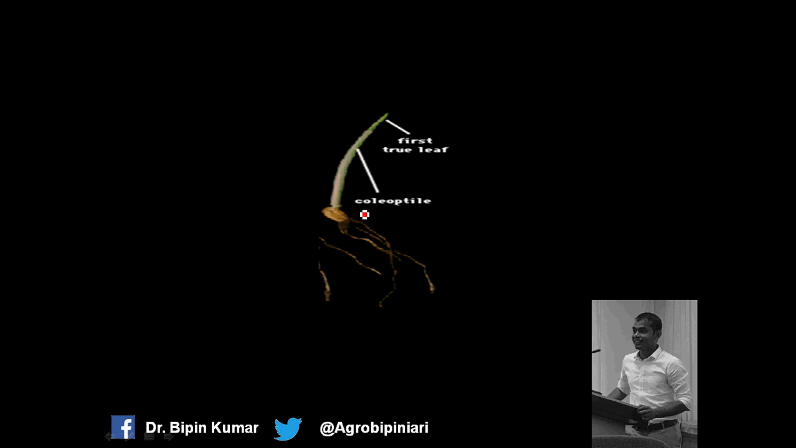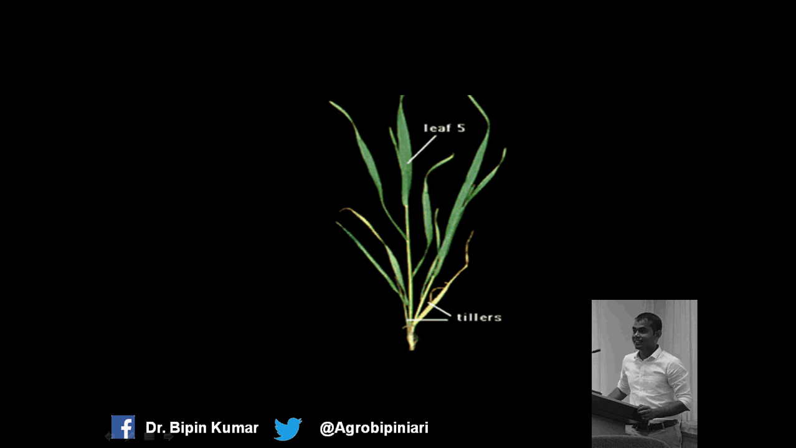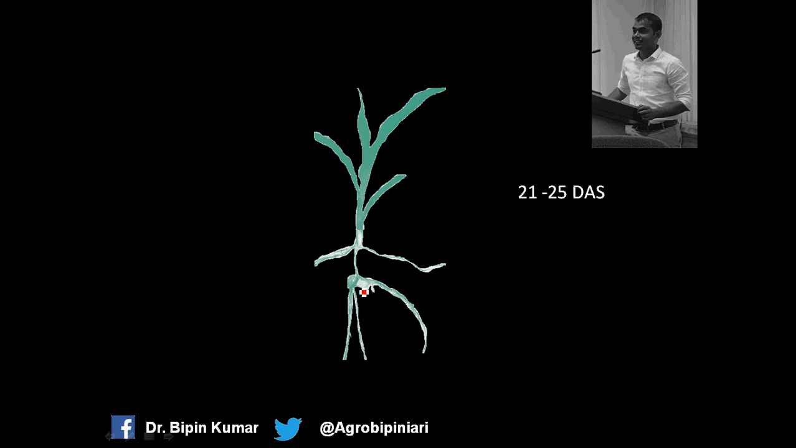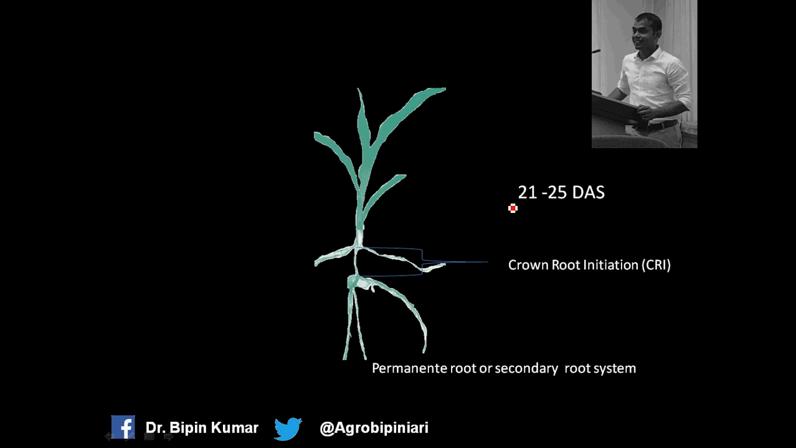And after that there will be the first and second leaf and third leaf will form, and later on there will be the formation of fourth and fifth leaf, and at this stage there will start tiller emergence, and this stage becomes very important. And simultaneously at this stage there will be the formation of one zone above the seed and below the shoot. So this elongated zone is actually known as a crown, and this will come 21 to 25 days after sowing, and this is actually called the crown root initiation stage.